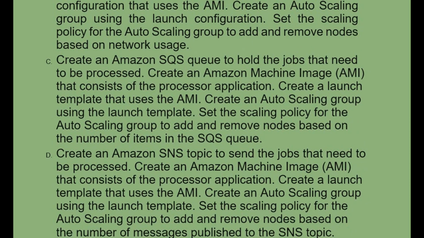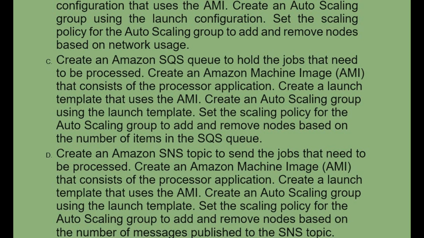Option C. Create an Amazon SQS queue to hold the jobs that need to be processed. Create an Amazon machine image, AMI, that consists of the processor application. Create a launch template that uses the AMI. Create an auto-scaling group using the launch template. Set the scaling policy for the auto-scaling group to add and remove nodes based on the number of items in the SQS queue.